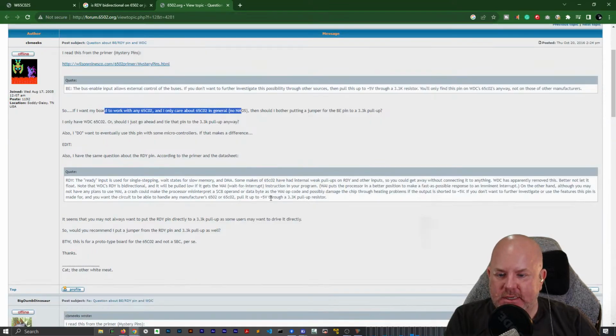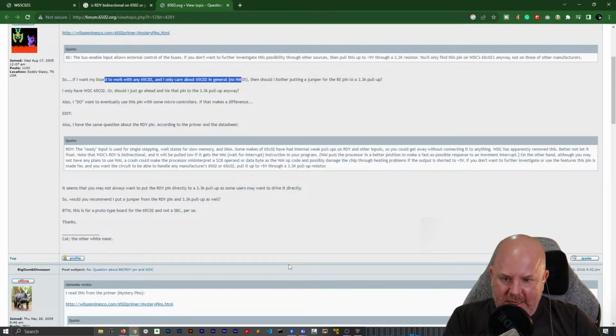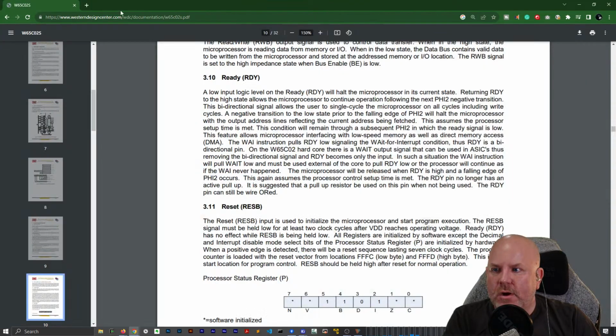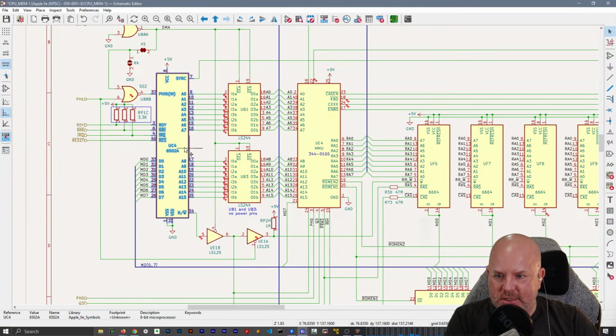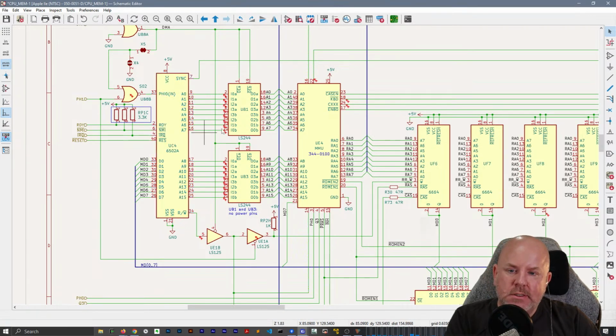Now my question is, is it only the WDC 65C02 or is it bidirectional on all 65C02s? For example, if you did an enhanced 2C or 2E, or on the 2C. Okay, well, I tell you what, it doesn't really matter because this schematic is for an unenhanced 2E, so it is an input only on this one.